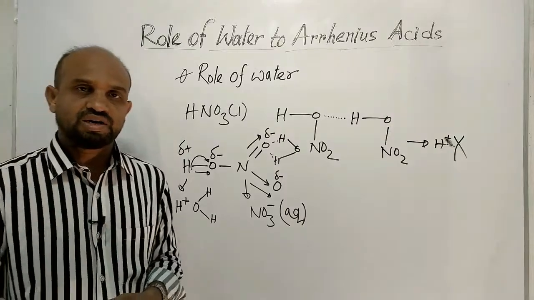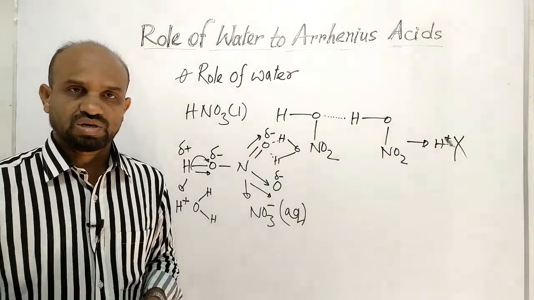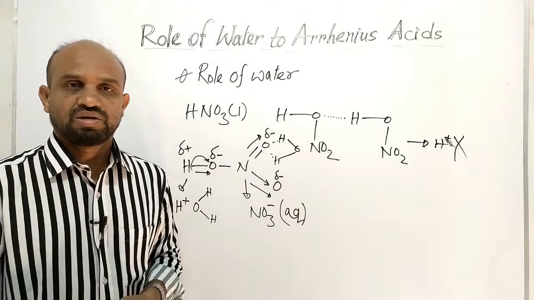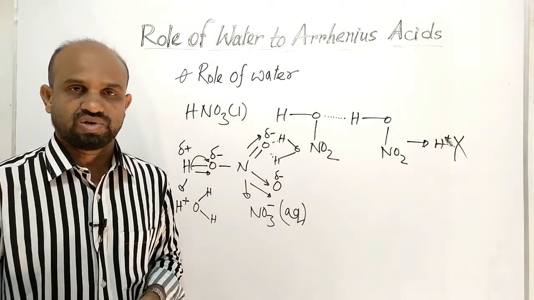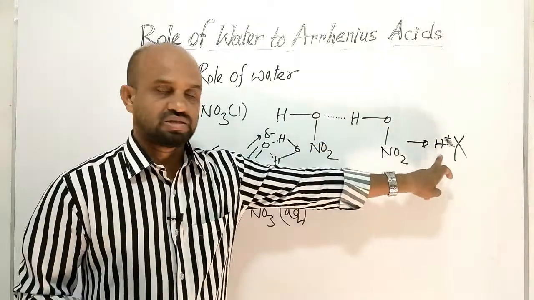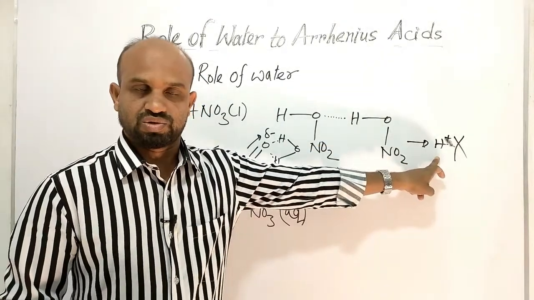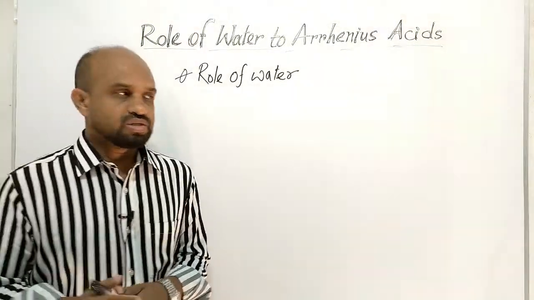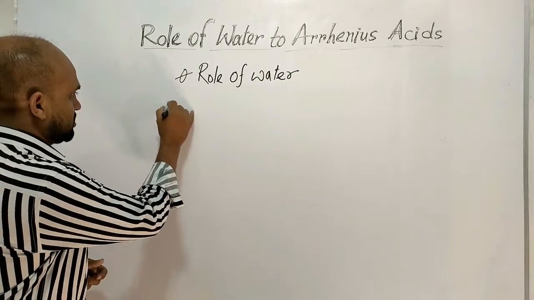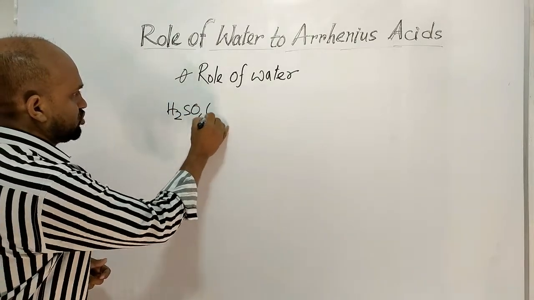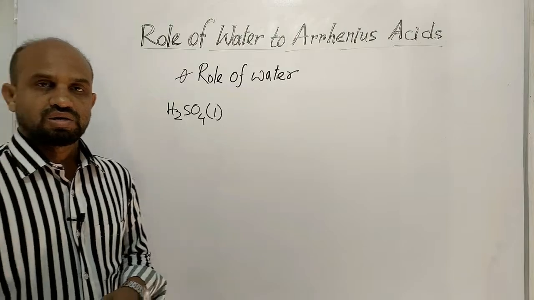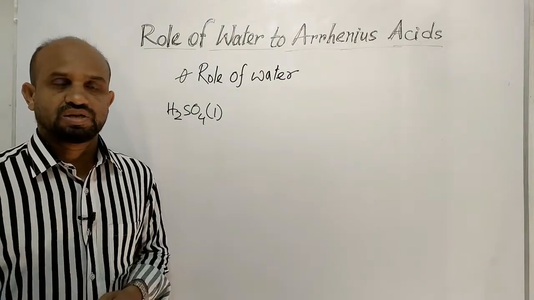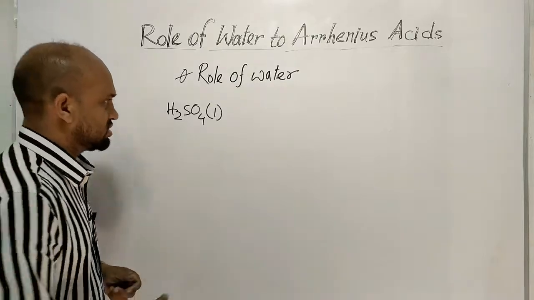So nitric acid is a kind of Arrhenius acid in water, but nitric acid cannot act as acid in absence of water, because in absence of water nitric acid cannot produce protons. Let's see another Arrhenius acid. Now the compound is sulfuric acid, H2SO4, which is liquid at normal condition.